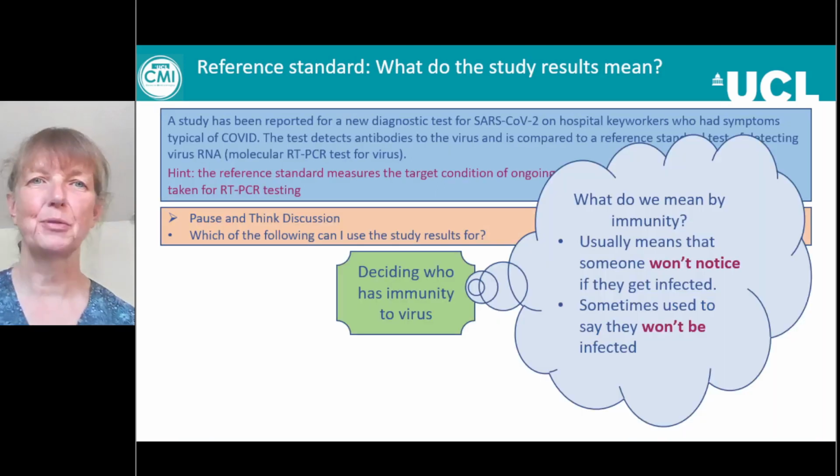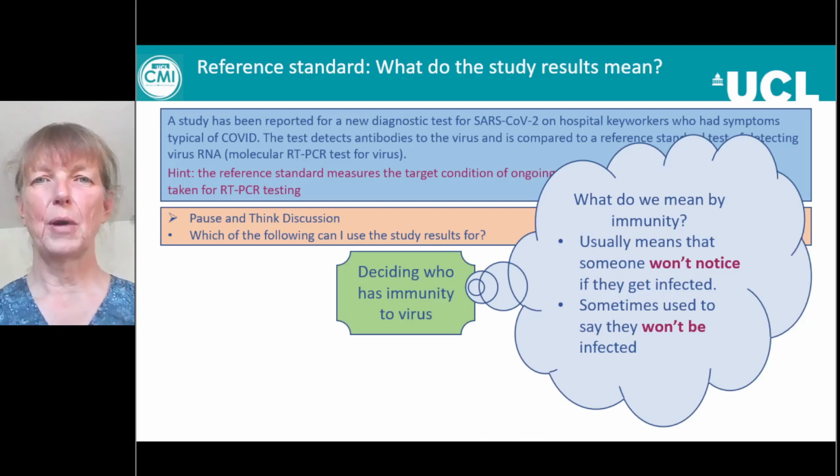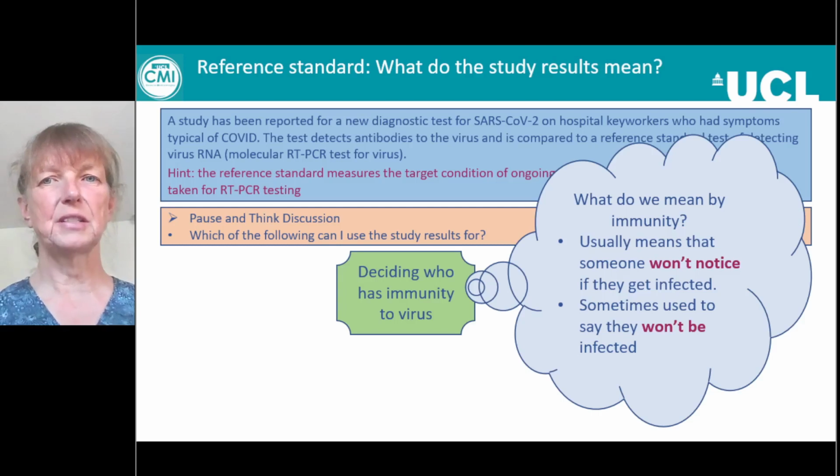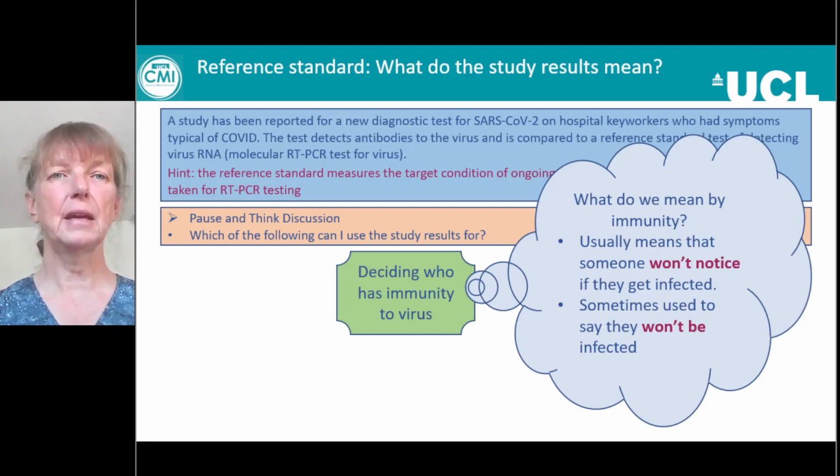So welcome back to this pause and think discussion. What we're doing is we're trying to work out whether in this study result for an antibody test to COVID-19, where they're picking up IgG antibodies in the blood, and they compare it to a reference standard test of a PCR for virus in the nose and throat, what can they conclude from the study results? Can they conclude that this test would be useful for deciding who has immunity to the virus?